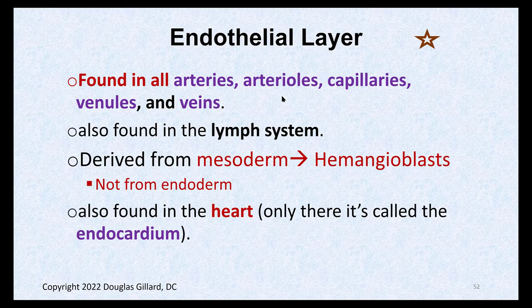So let's look at those, because a lot of disease occurs with these cells. They're found everywhere, endothelial cells. It even lines the inside of the heart. It's called the endocardium, but they're the exact same cells. They do the exact same thing. Well, they do one thing a little different. They secrete ANF hormone, so they're a little different, but basically they're the same thing.